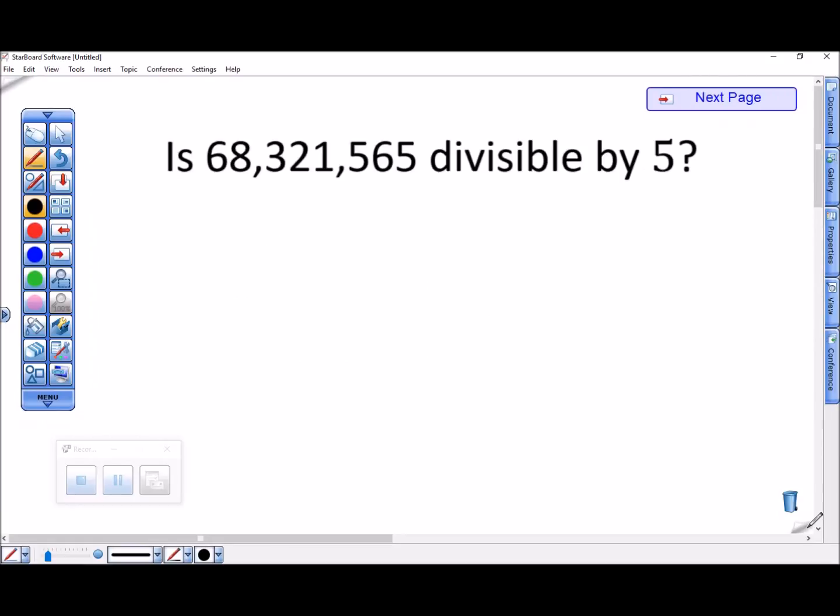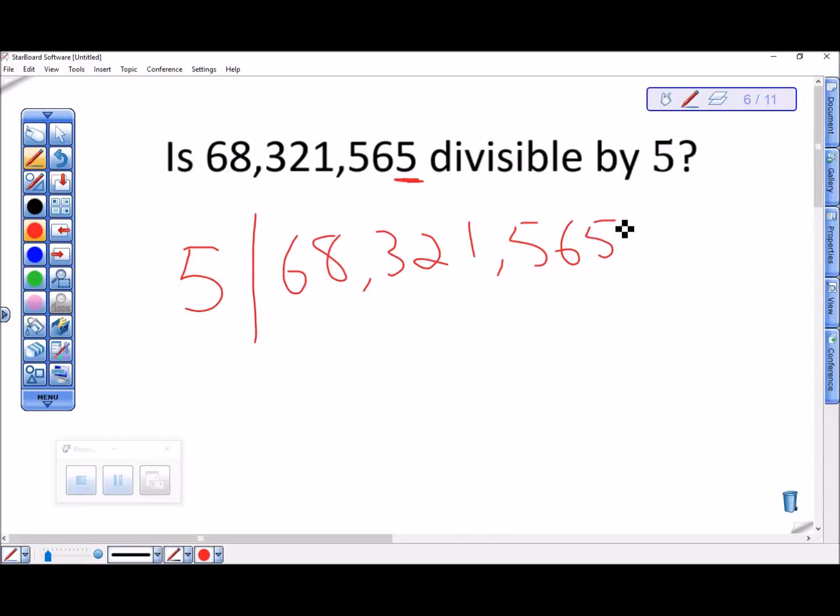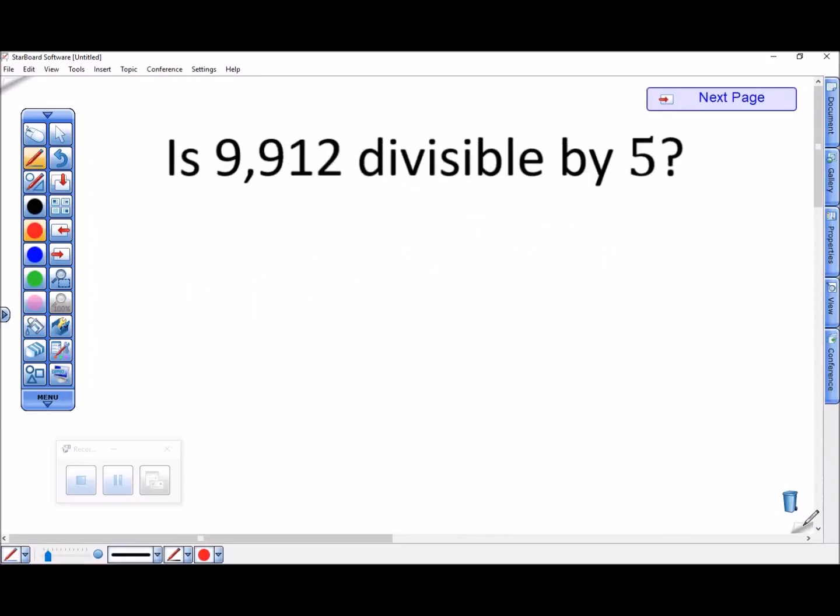For example, I have 68,312,565. I just need to look at that last digit. Since it's a 5, the answer to this is yes. 5 divides 68,321,565. Okay. Here I want to know, is 9,912 divisible by 5? Just need to look at that last digit. That last digit is not a 0 and it is not a 5, so 5 does not divide 9,912.